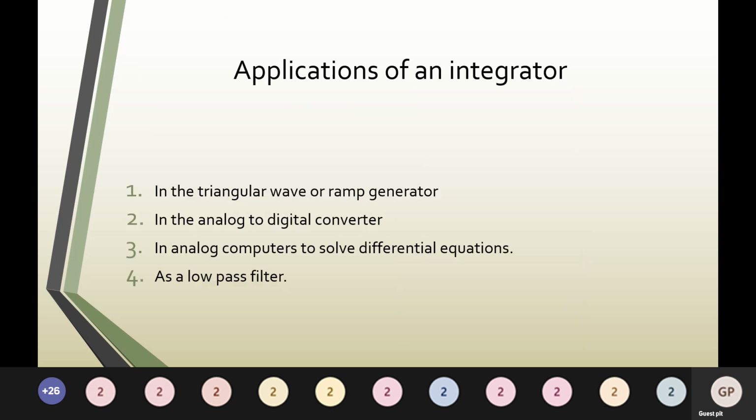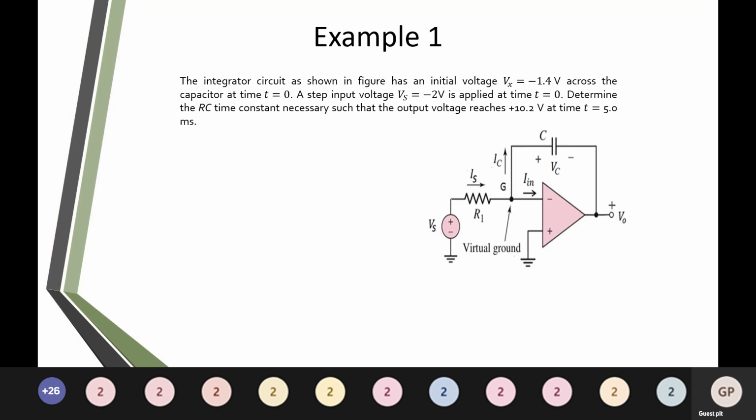Applications. What are the applications of an integrator? In the triangular wave or ramp generator, we can use this. As we just saw, the integrator can be used for generating a triangular waveform, or it can simply generate a ramp waveform. It will be very useful in A to D converters. And if we want to solve any differential equation, even in that case we can go in for this integrator circuit. So these are some major applications of the integrator circuit.